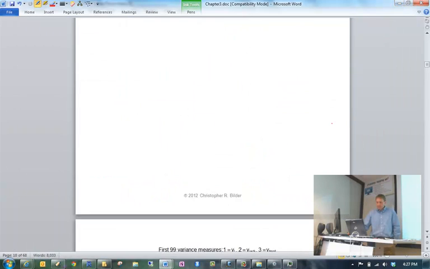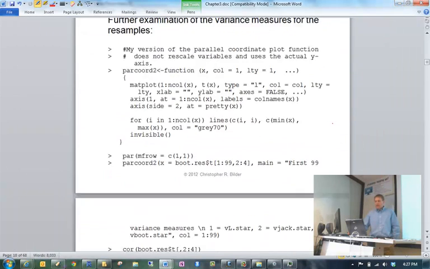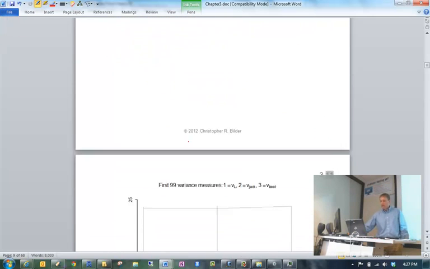Anyway, I'll let you look at my code on your own. What I had to do was take the parcoord function that's in the MASS package of R and modify it, so I call it parcoord2, so that the rescaling didn't occur. And this is what I got.